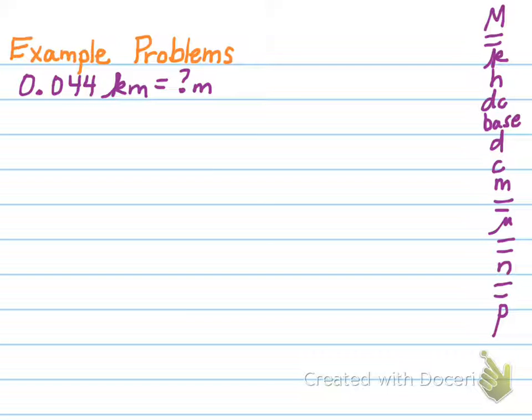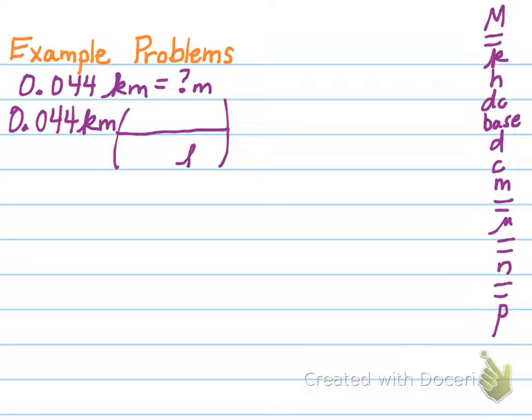So, again, I'm always going to start with my given. Oops, but I need to write it correctly. So 0.044 kilometers. Where do kilometers have to go so they'll cross out? On the bottom. What am I trying to convert to? Meters, so that's going to go on the top. Kilometers are going to cross out. I'm going to be left with meters.